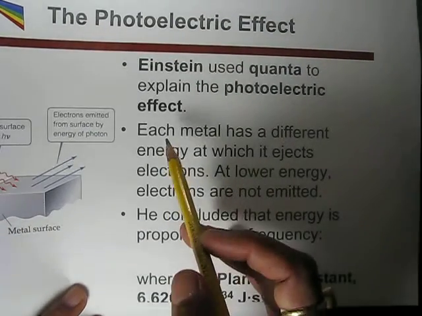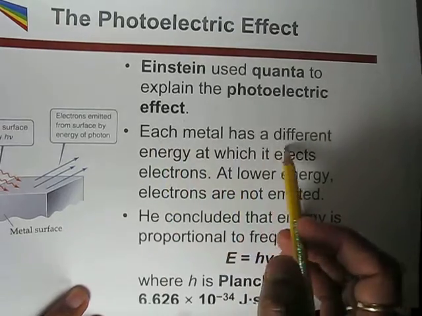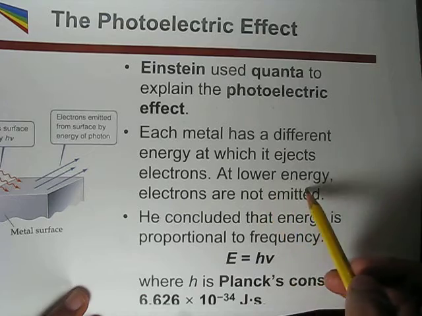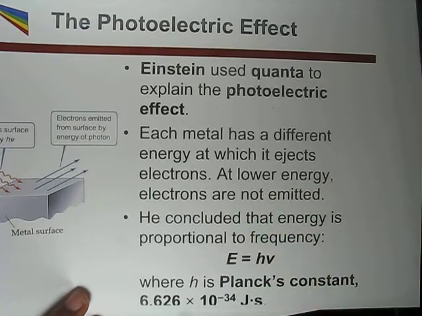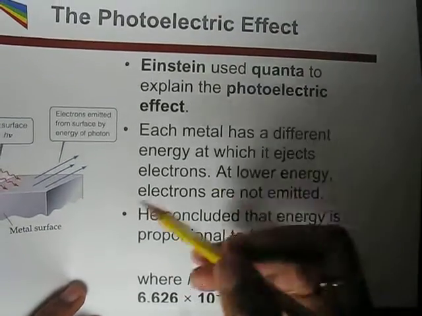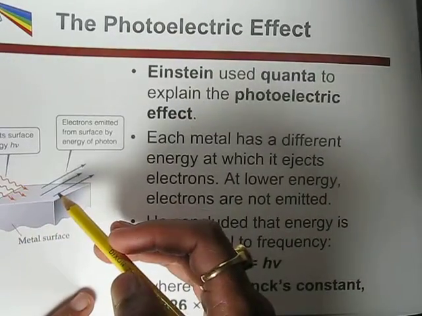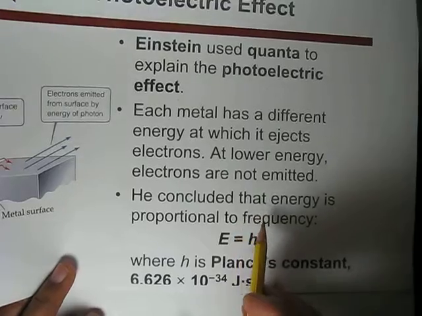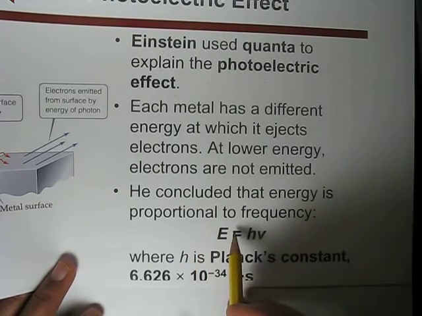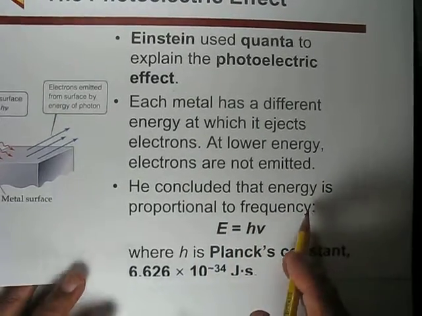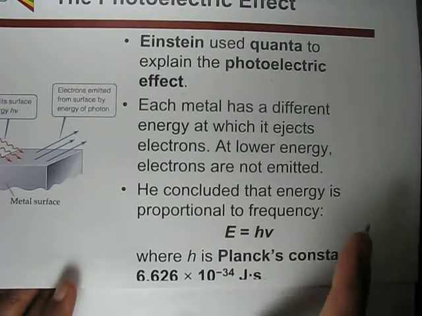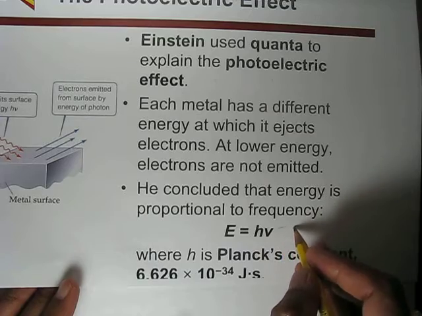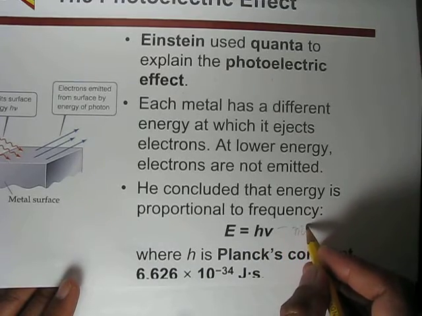Each metal has a different energy at which it ejects electrons. At lower energy, electrons are not emitted. So you need higher energy to give the electrons, then they can be emitted. He concluded that the energy is proportional to the frequency. So the energy required to emit one electron is equal to h nu. This is nu, not u.